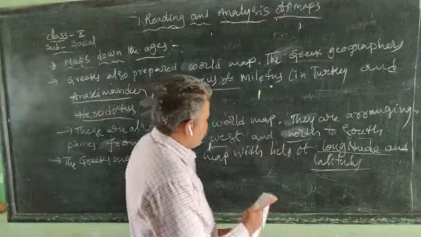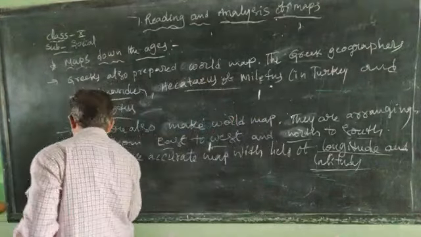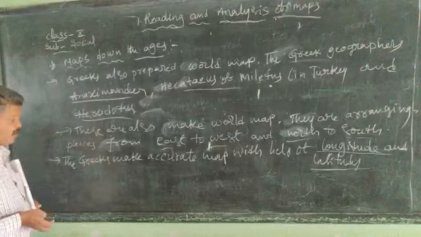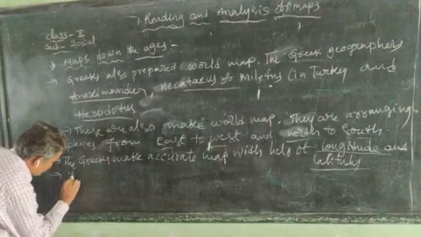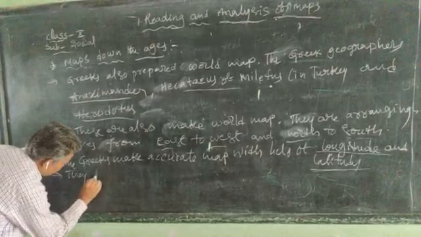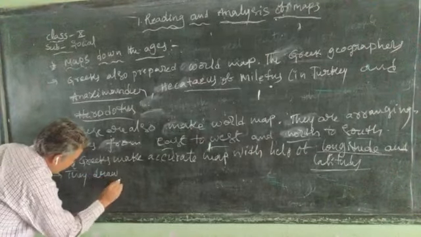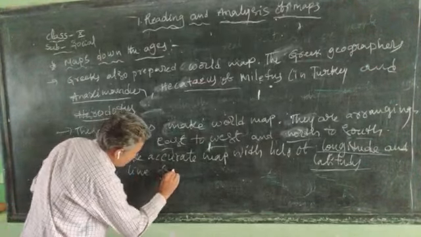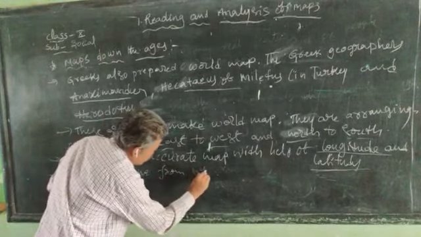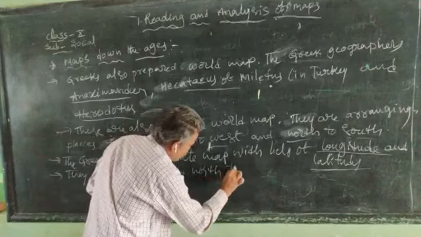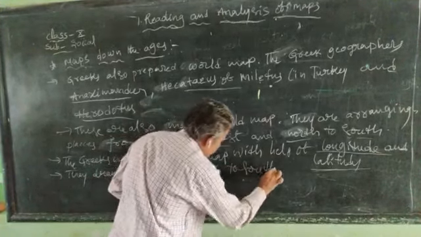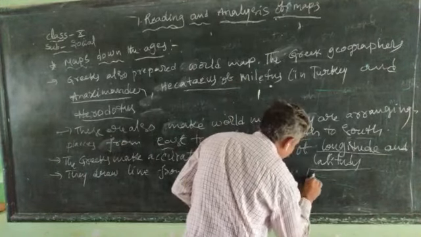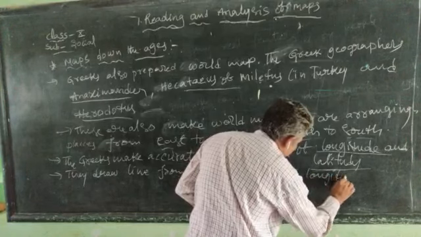So when the Greeks prepared the map, they marked places and drew a line from north to south. This is also called the 0 degree longitude.